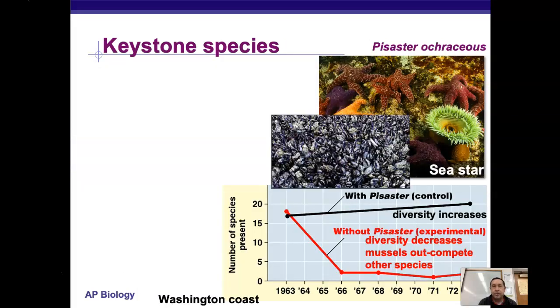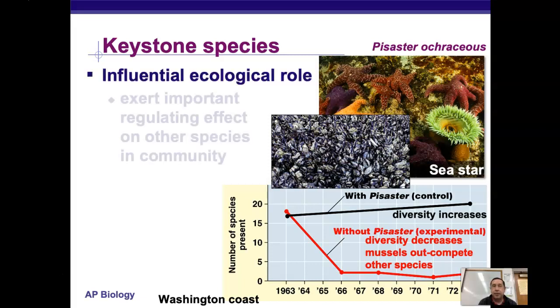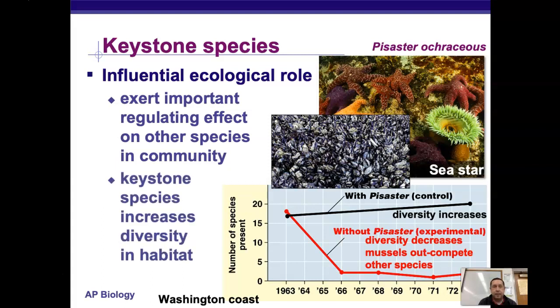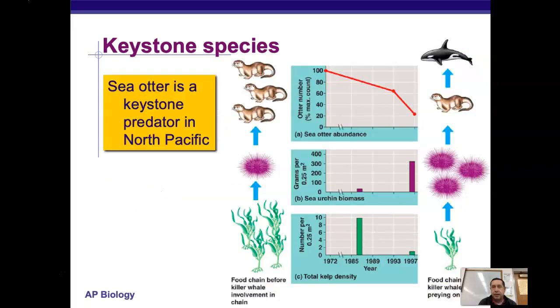So what are keystone species? These are species that have a bigger impact on the community than you might expect otherwise. They have a very influential ecological role. They exert important regulatory effects on the other species in the community. Keystone species increase the diversity in the habitat. The graph here shows the mussels and other things with and without this one particular, the sea star.